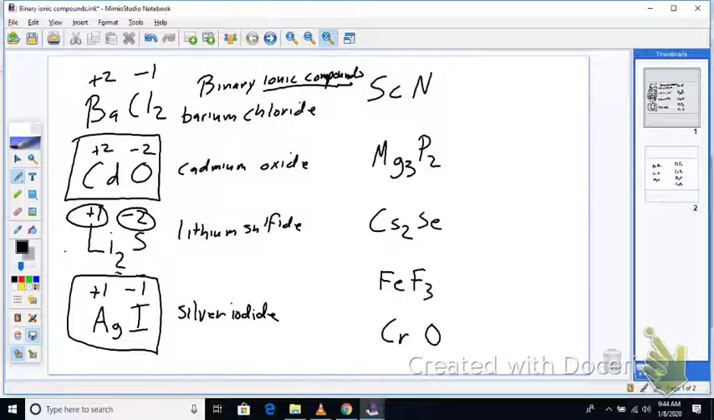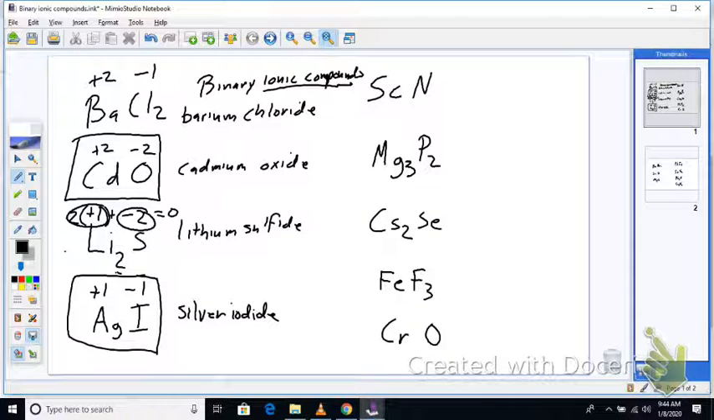And if I have 2 of them, what's the total charge that lithium gives to the compound? What's its total positive charge? 2. That's a multiplier, and it multiplies your charge so that it equals 0. So if I multiply this by 2, then that equals 0.